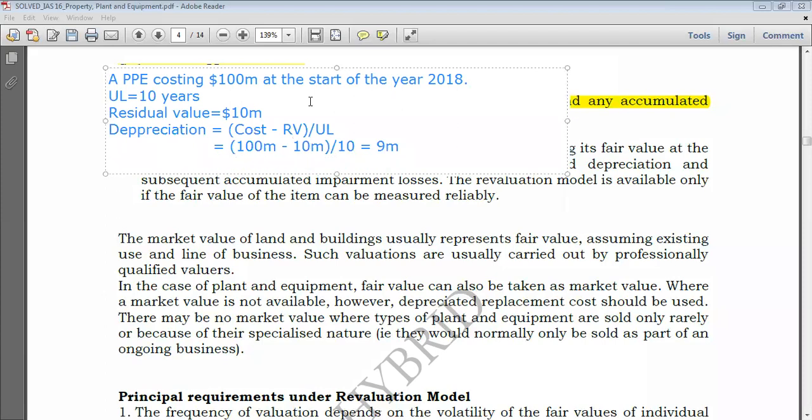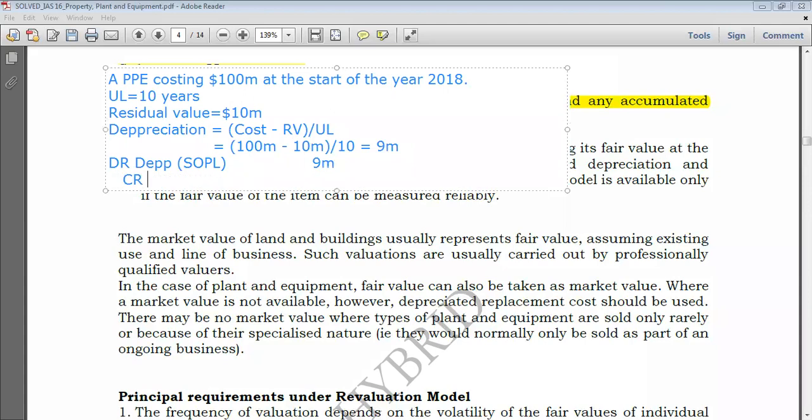So accounting for depreciation, that means we would charge depreciation in the statement of profit or loss, $9 million, and then we usually credit accumulated depreciation by the amount of $9 million too.